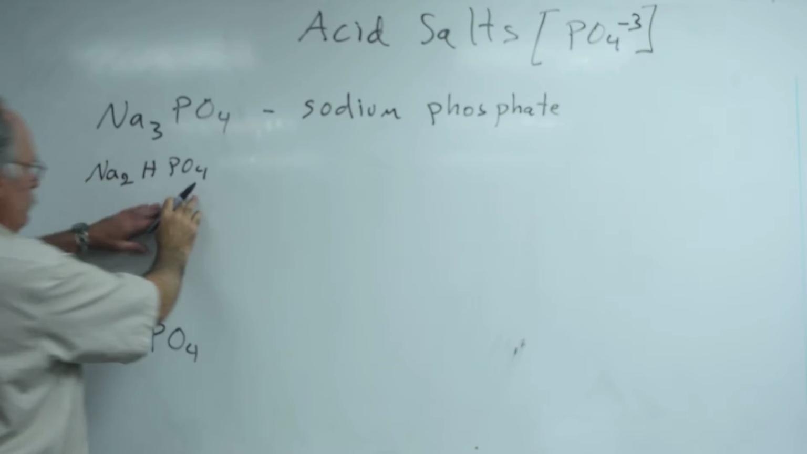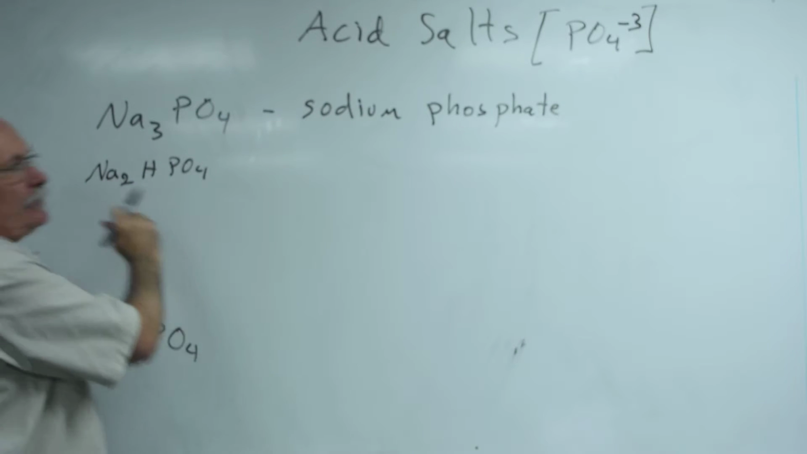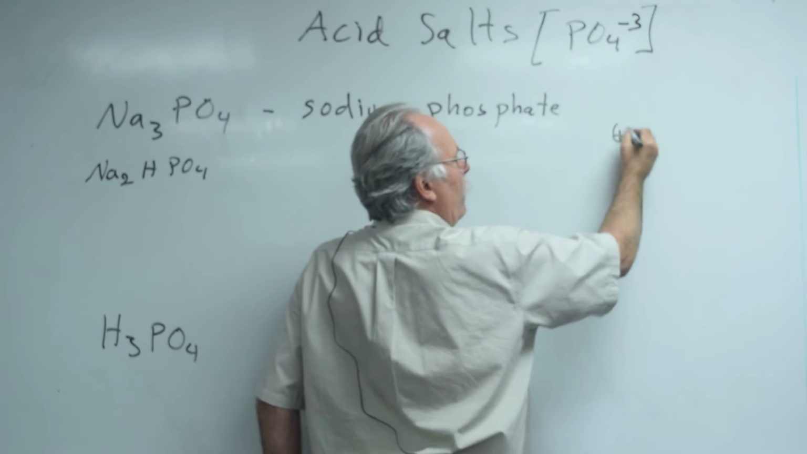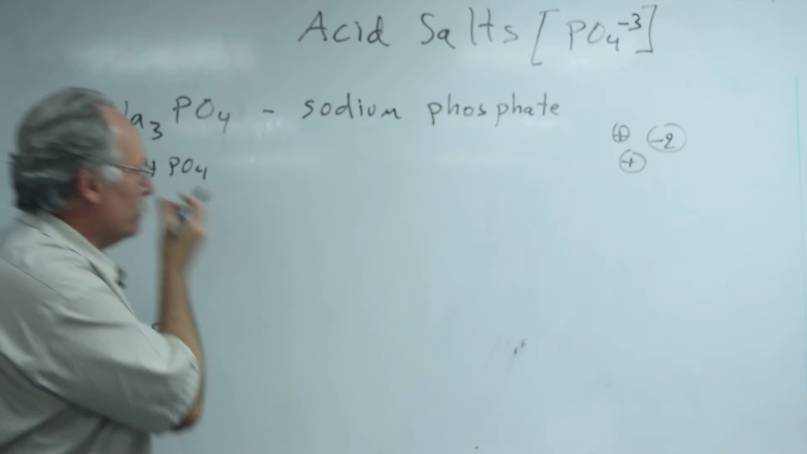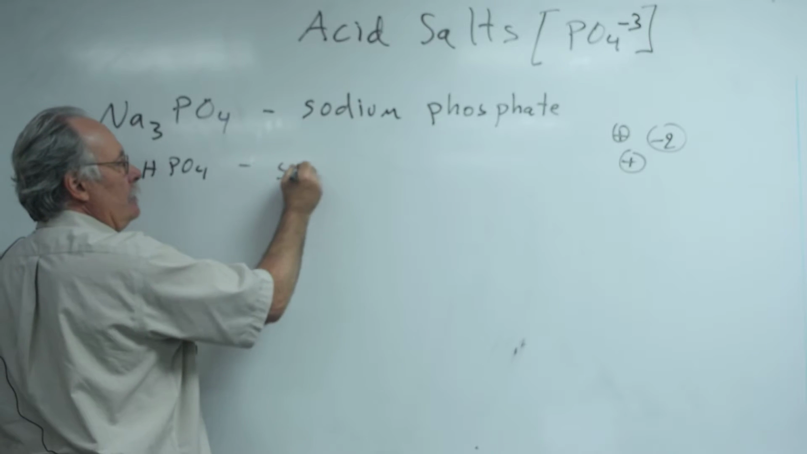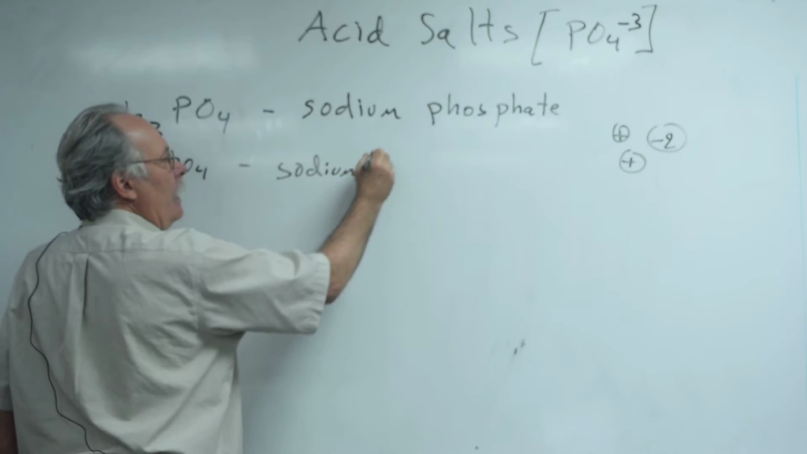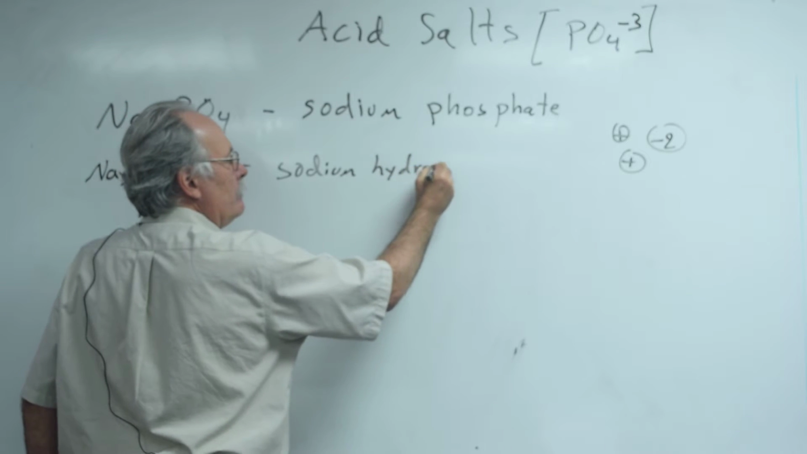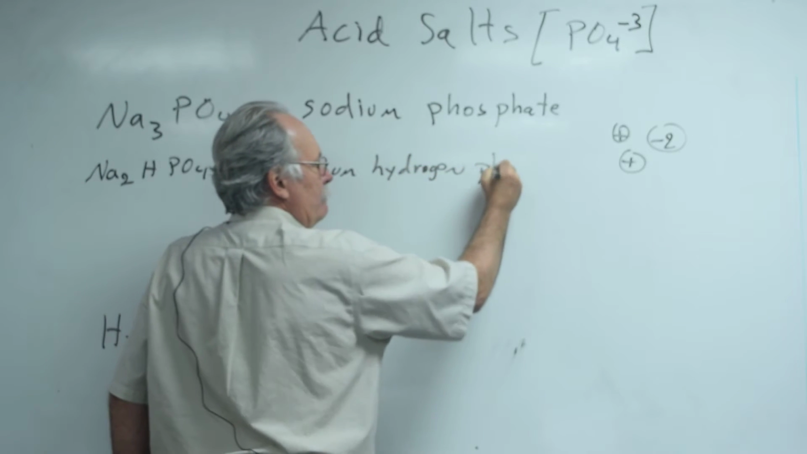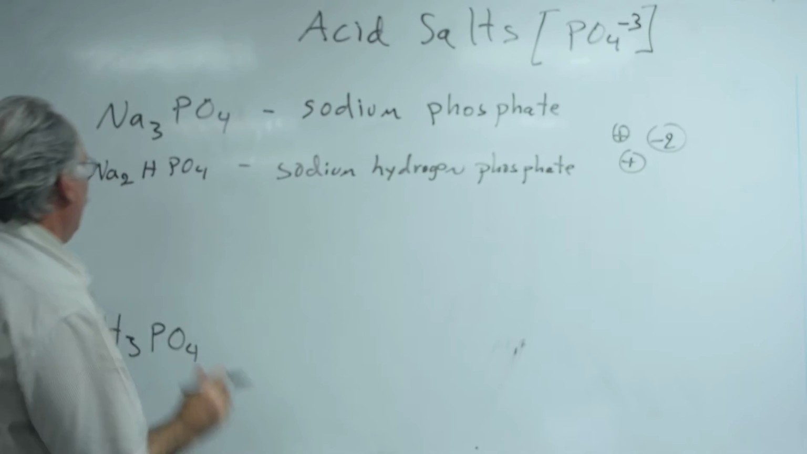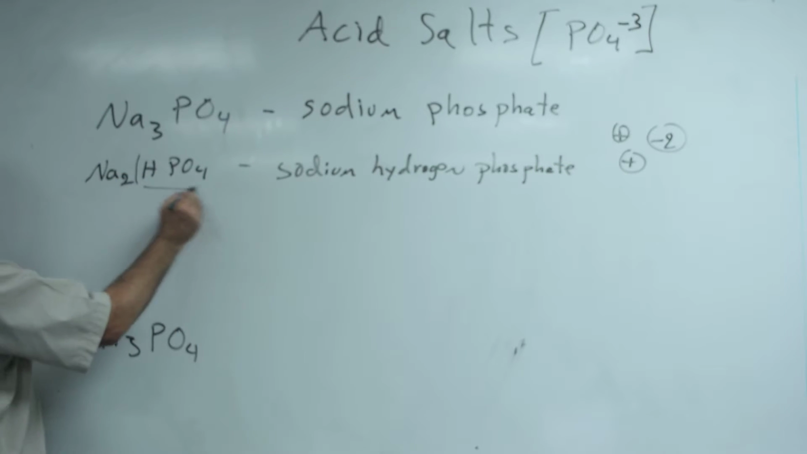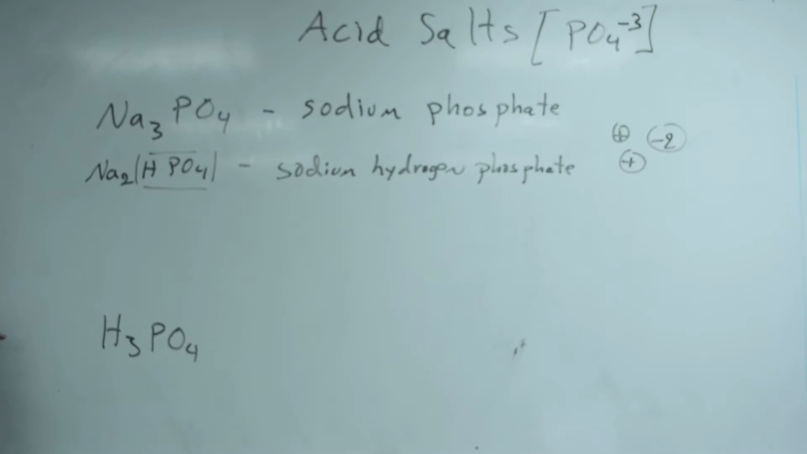This is a cation with 2 positive charges. So I have 2 positive things and 1 negative thing with a charge of -2. So I call this sodium hydrogen phosphate. And the hydrogen phosphate is the anion. And this anion has a -2 charge, because remember, phosphate has a -3.